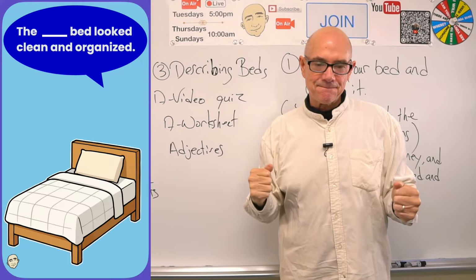Okay, let's have a look at our next one. Yep, good. So we have cluttered, cozy, elegant. The kids left the bed after jumping on it. Is it cluttered? Is it cozy? Is it elegant?